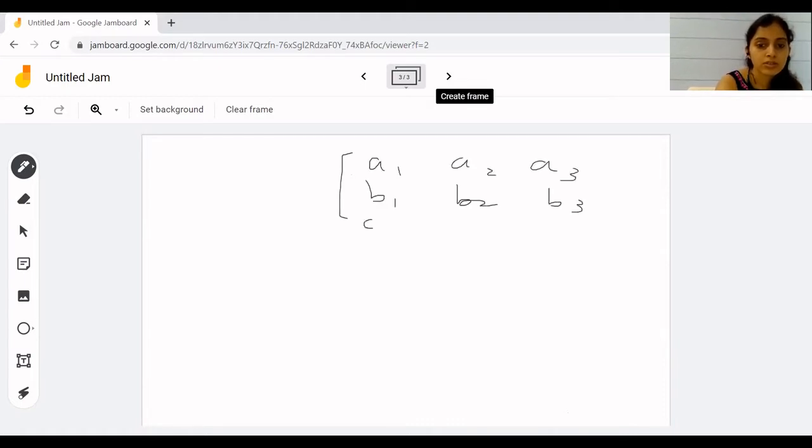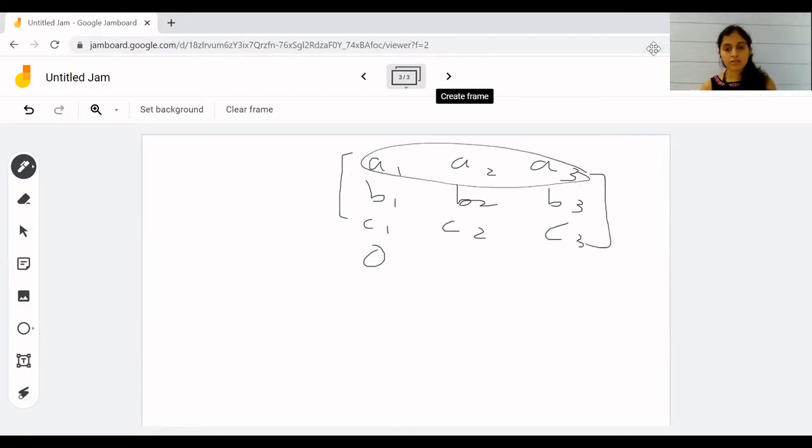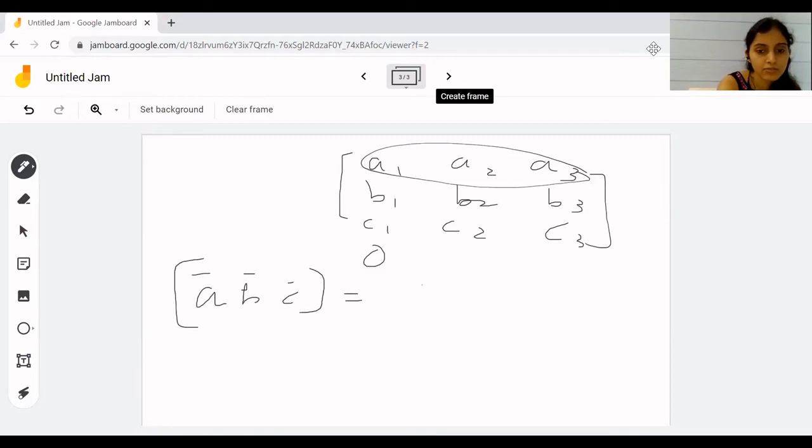And C1, C2, C3. Now, if I have any one row as 0, let's say this as 0, that is, the A vector is 0, then the scalar triple product becomes 0. And if A, B, C are coplanar, that is, lying in the same plane, then their scalar triple product is 0. If any one vector is 0, then their scalar triple product is 0.